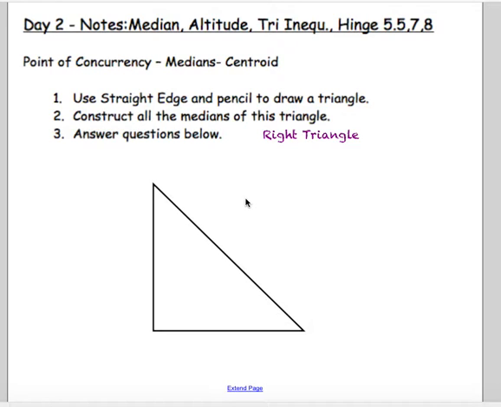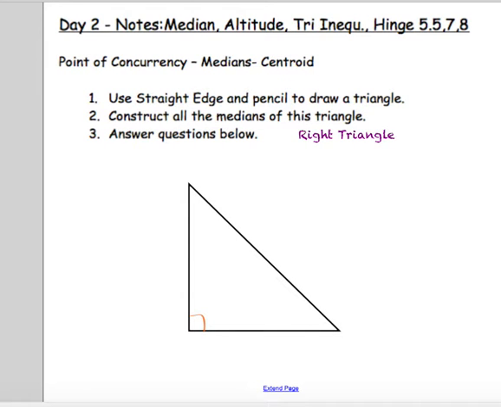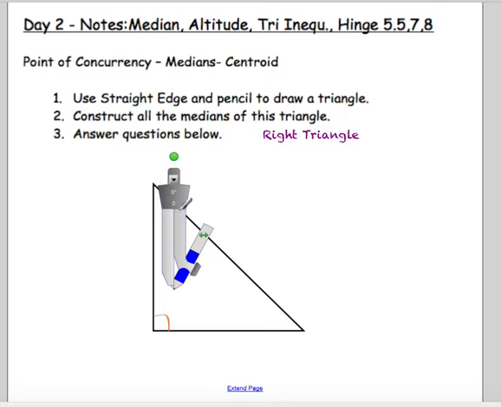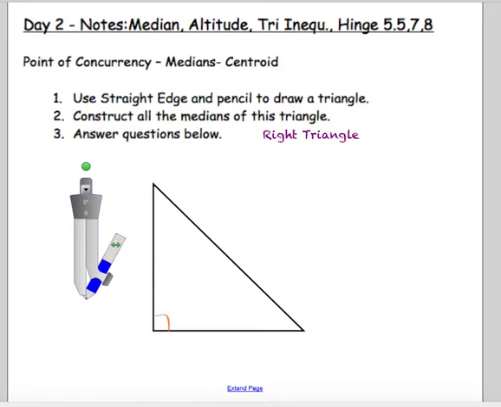Construct the medians of a right triangle. So I'm given this right triangle in my picture here. It has a right angle. And I'm going to get my compass. And to do the medians, a median goes from a vertex to the midpoint of the opposite side.